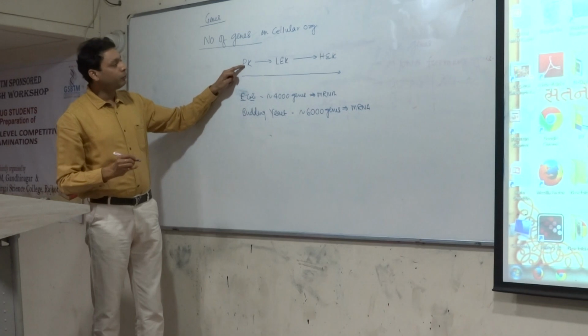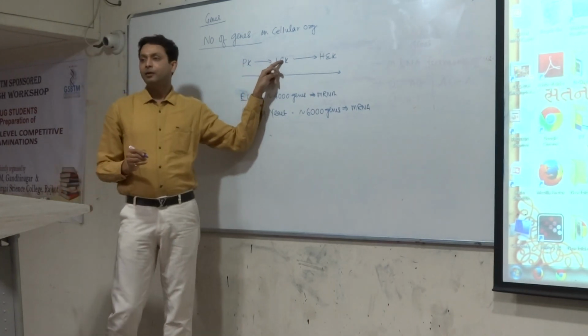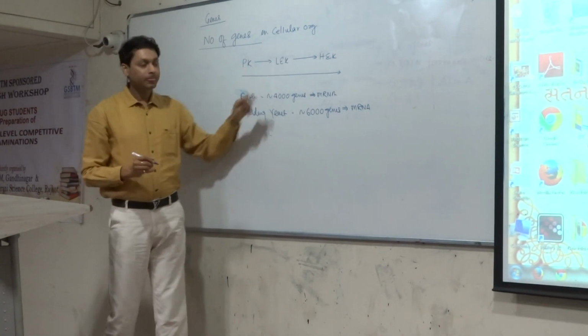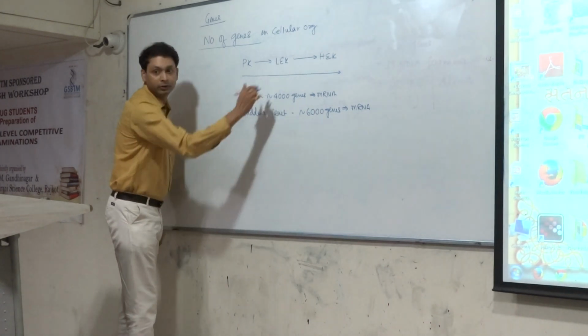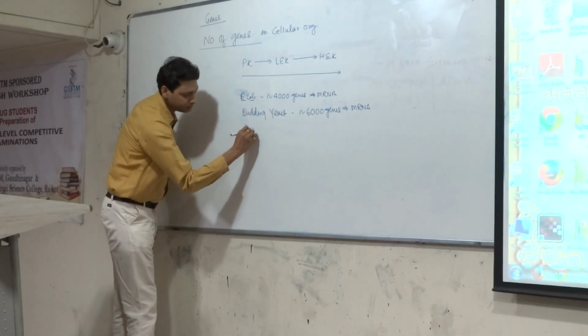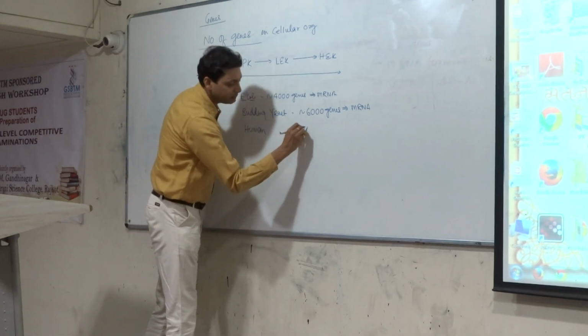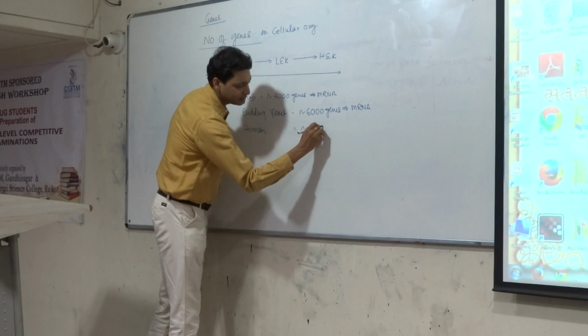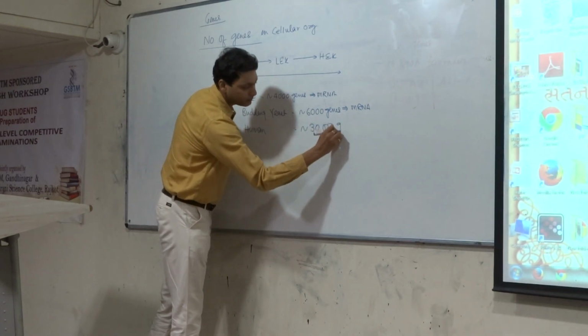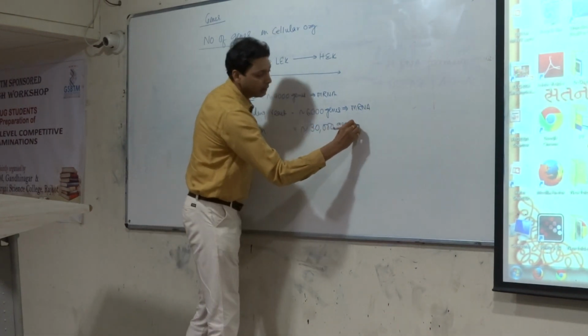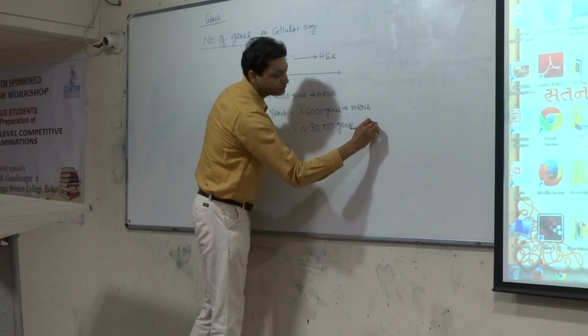So as compared to the prokaryote, you will find a higher number of genes in the case of the lower eukaryote. If you take the case of the higher eukaryotes, like human beings, there are approximately 30,000 different genes, and that is responsible for the messenger RNA.